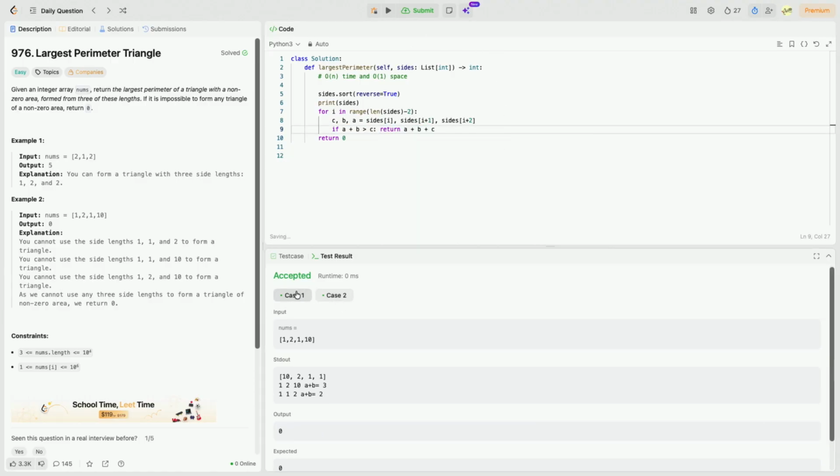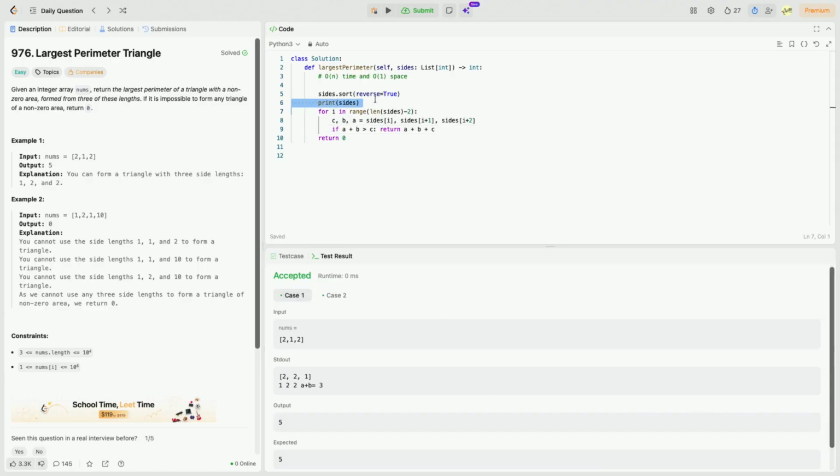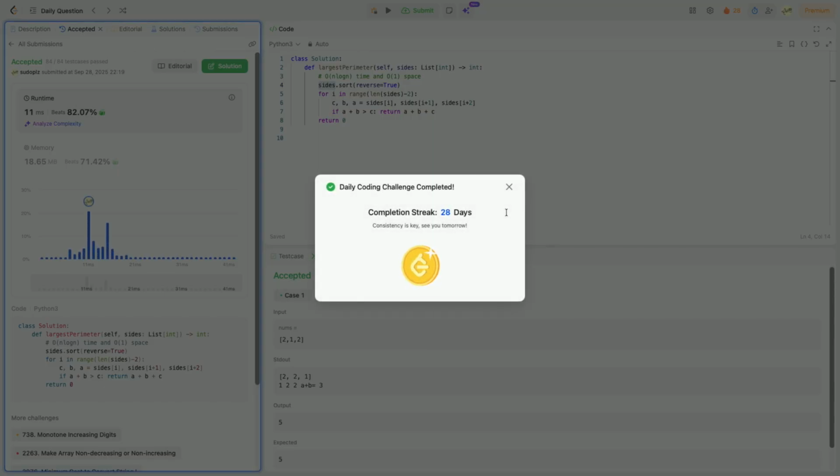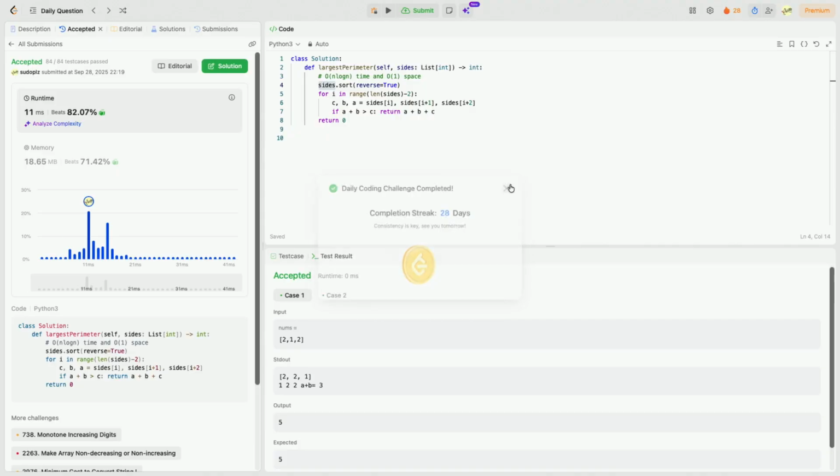And both test cases pass. I'm going to remove the debugging output. Going to correct the runtime to n log n. Space is constant because sorting in Python is done in place. And let's see. So there you go. That's the solution to this little problem.